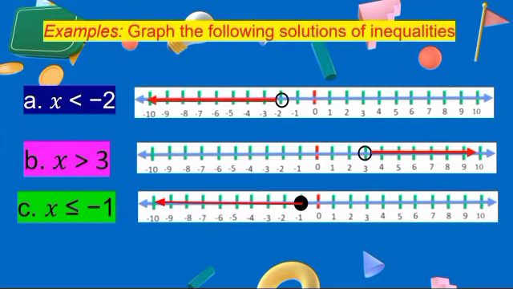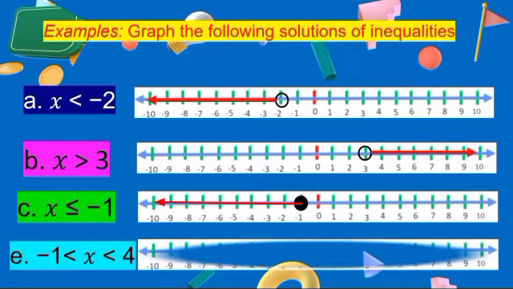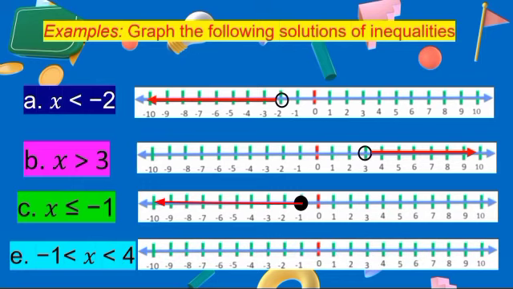Another example, let's have x is greater than negative 1 and x is less than 4, so negative 1 is less than x. So open circle tayo sa negative 1, and then less than positive 4, open circle din si x. So ibig sabihin, negative 1 is less than x and x is less than 4. So, positive 4, open circle tayo. Ibig sabihin, 0, 1, 2, and 3 are the possible values of x.